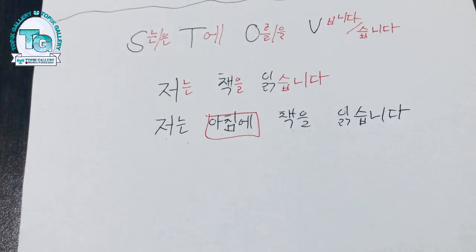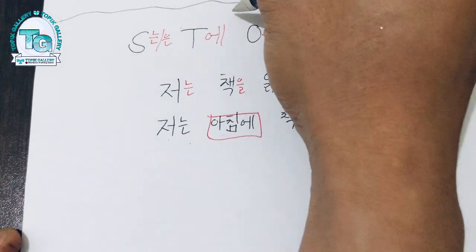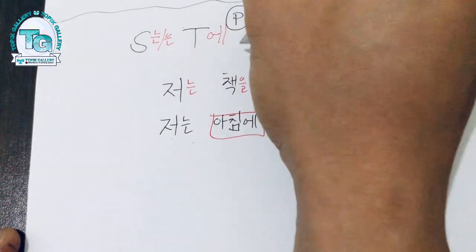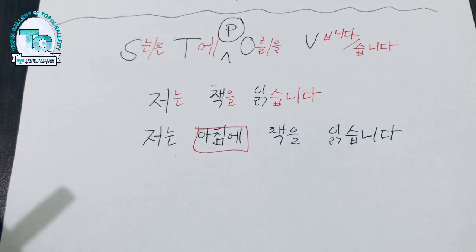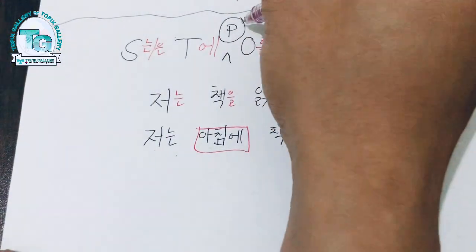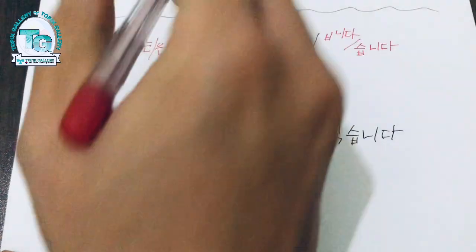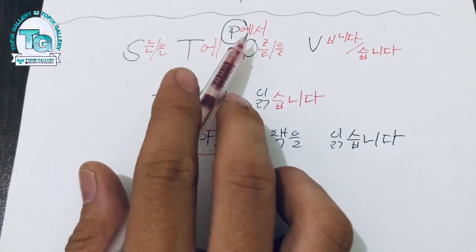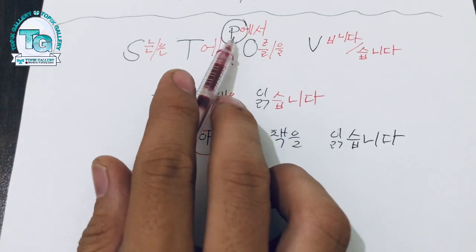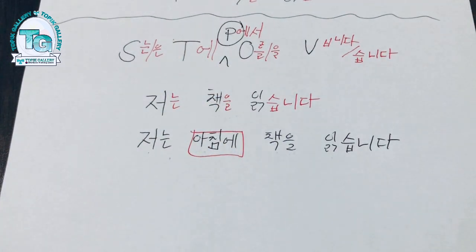Now, guys, let's add a place. Where can we put the place? Based on the standard, you put the place after the time. And its marker is 에서. 에서 is a place marker. It is used to indicate that the action is done at that place.